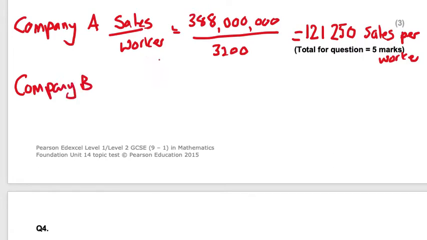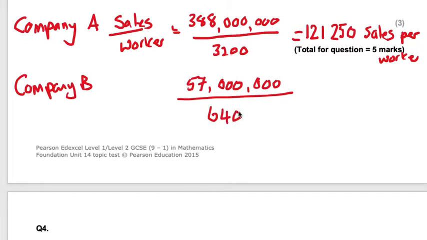Now with company B, we're looking at sales per worker, and this time we're looking at 57 million. And that is a zero there, by the way. 640. So they only have 640 workers. And if you put that into the calculator, you get 89062.5. Again, sales per worker.